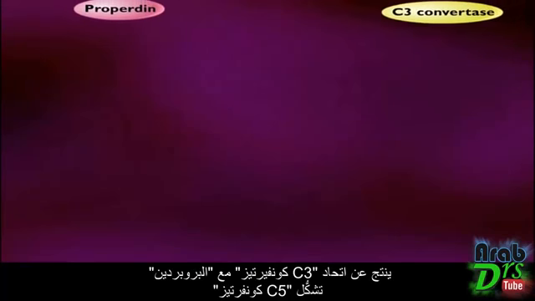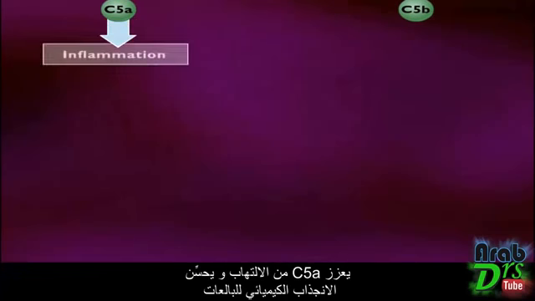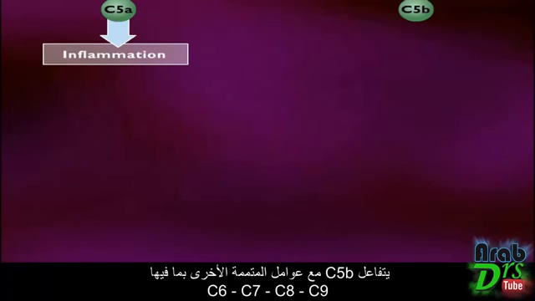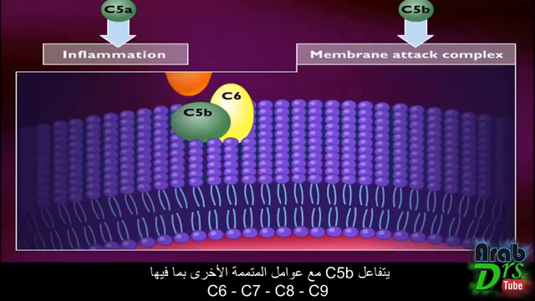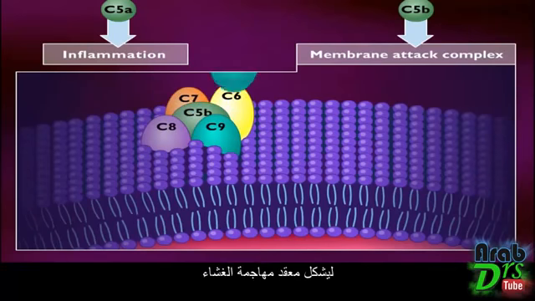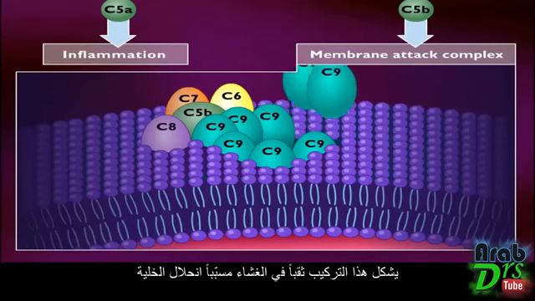Addition of properdin to C3 convertase results in formation of C5 convertase, which cleaves C5 into C5A and C5b. C5A enhances inflammation and acts as a chemoattractant for phagocytes. C5b reacts with other complement components including C6, C7, C8, and C9 to form a membrane attack complex. This structure forms a hole in the cell membrane and causes cells to lyse.